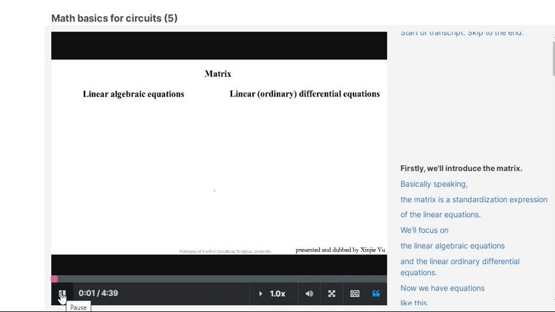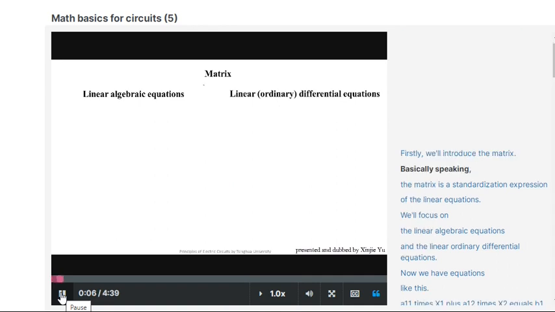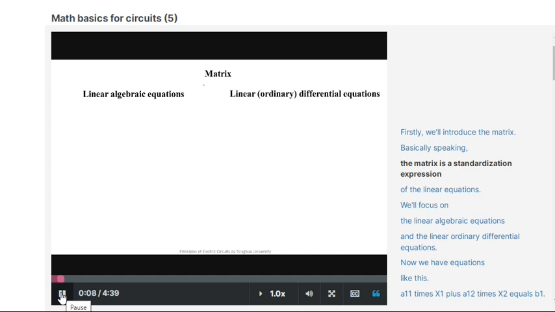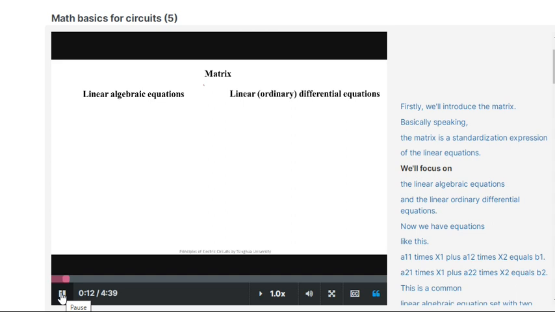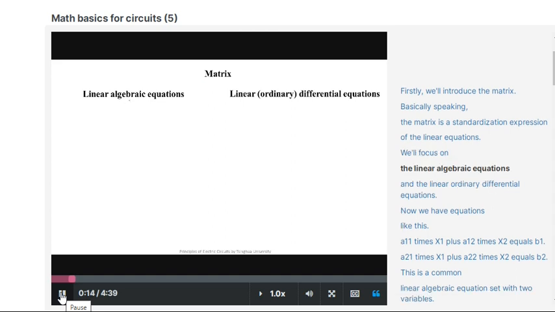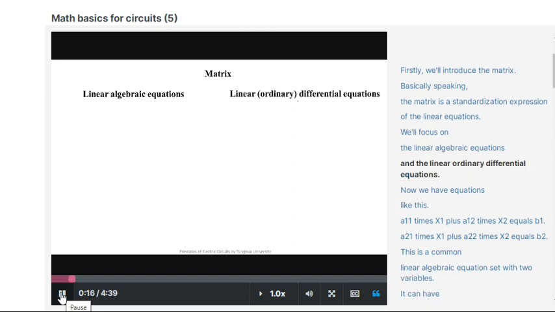Firstly, we will introduce the matrix. Basically speaking, the matrix is a standardization expression of the linear equations. We will focus on the linear algebraic equations and the linear ordinary differential equations.